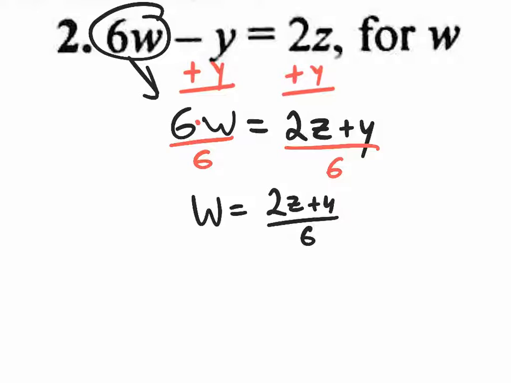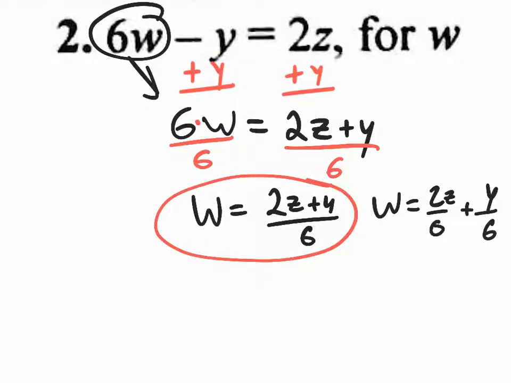Or you could also say that w equals 2 over 6 with the z right here plus y over 6. So this is a good answer. This is also an acceptable answer. And why would I want to split the denominator of 6? The division of 6, you could split it to each of these.